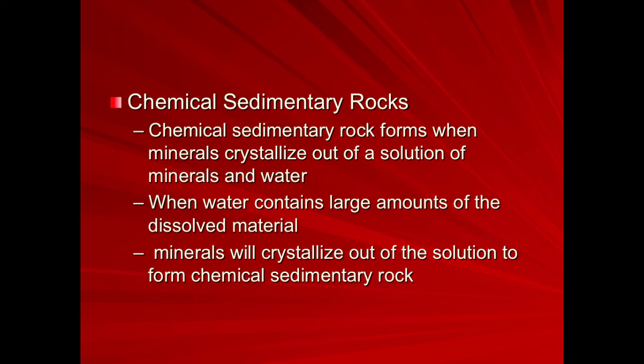Chemical sedimentary rocks are formed when minerals start to crystallize out of a solution of minerals and water. When water contains large amounts of dissolved minerals, they will start to crystallize out of the solution, forming a chemical sedimentary rock. So unlike clastic, you're not going to see big chunks and sizes of different types of rock in a chemical.